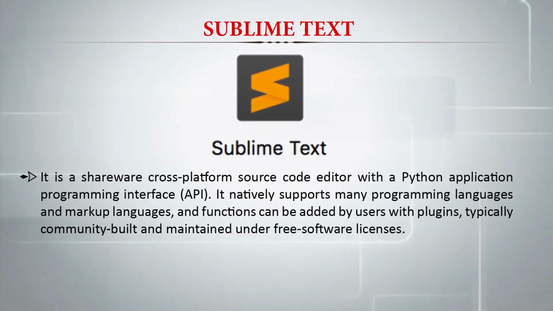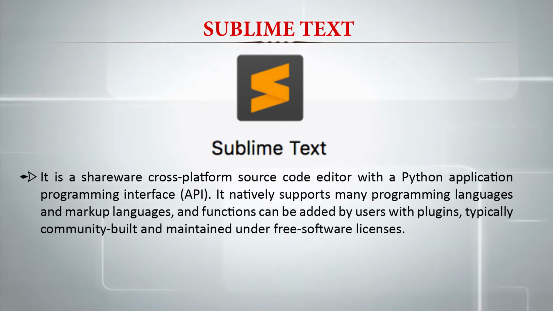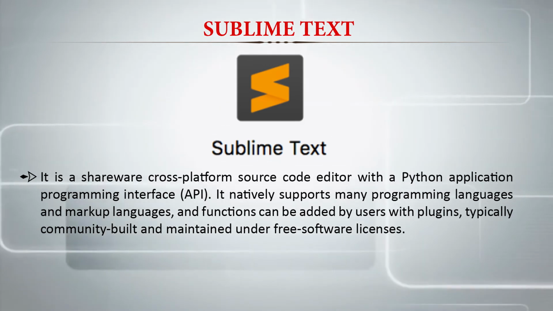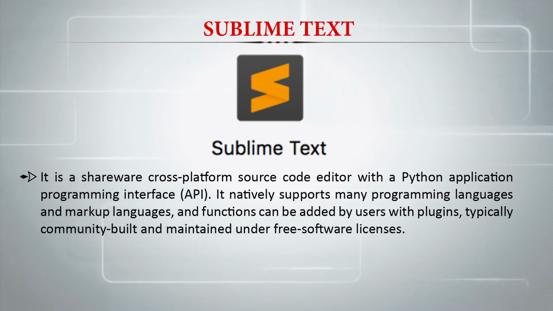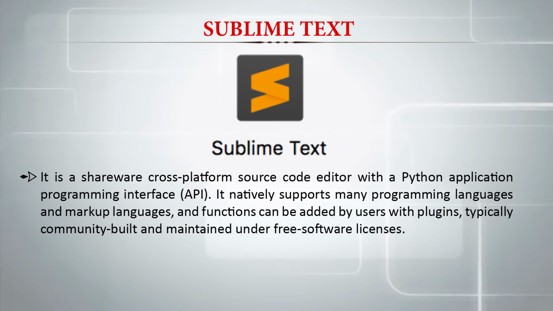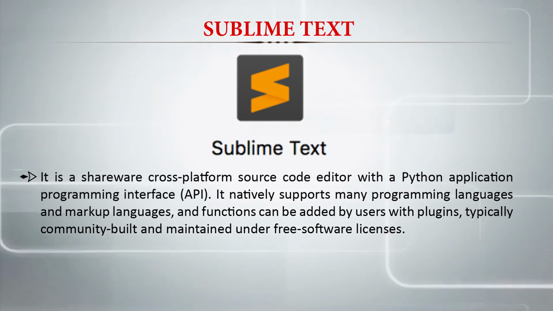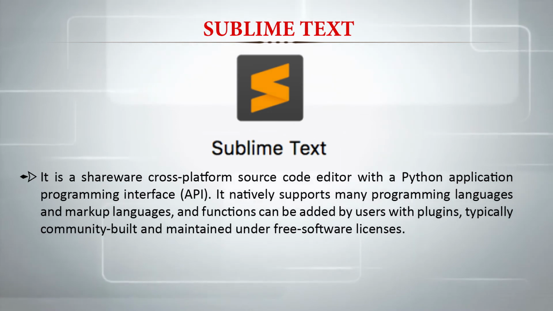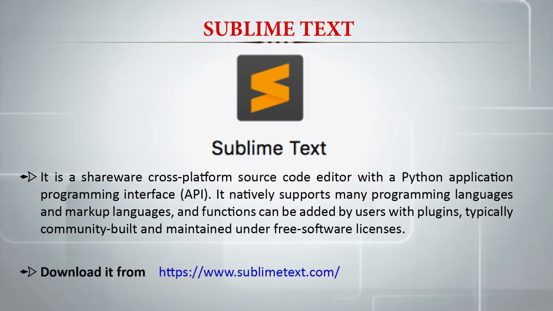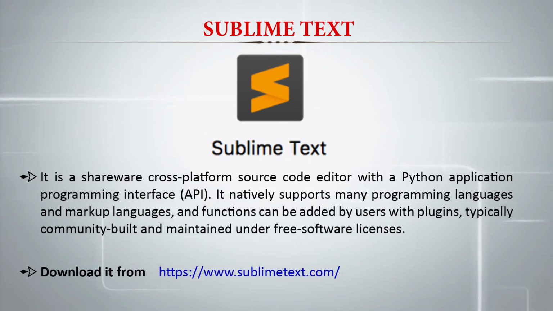code.visualstudio.com. Sublime Text is a shareware cross-platform source code editor with a Python application programming interface. It natively supports many programming languages and markup languages, and functions can be added by users with plugins, typically community built and maintained under free software licenses. Sublime Text can be downloaded from www.sublimetext.com.